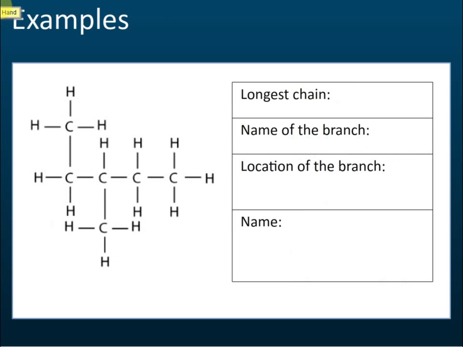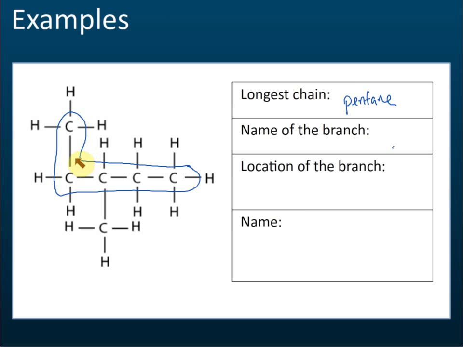Okay, now this one, what's the name of the longest chain? Instead of telling me the number of carbons, tell me the name of the longest chain. Let me tell you, this is the longest chain, and therefore the name is pentane. Okay, always remember, a branch cannot attach to the first carbon of the longest chain. If the branch is attached to the first carbon of the longest chain, then the branch will become part of the longest chain and is no more a branch.